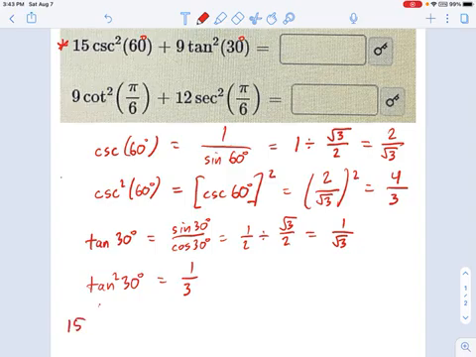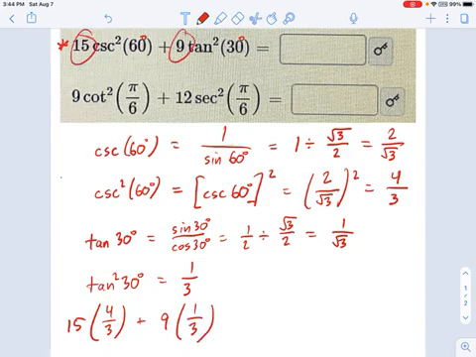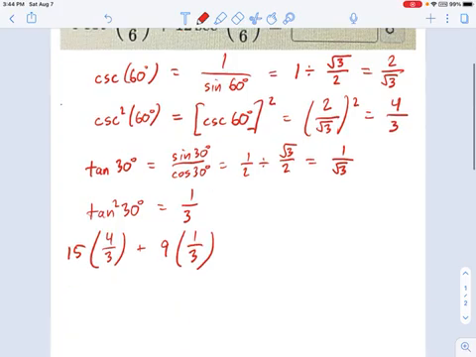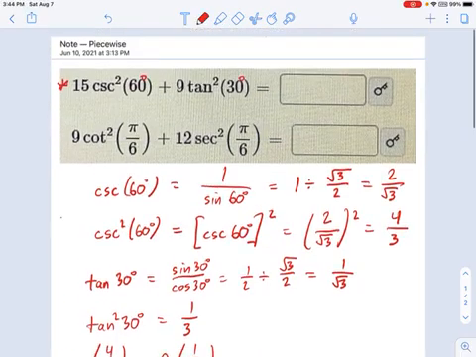Now we put those in. So we have 15 times 4/3 plus 9 times 1/3. I hope everyone sees where the 15 and the 9 are coming from, right? Those are the coefficients up here in my algebra equation. And then multiply those through 15. What is this going to be? This is going to be 20 plus 3. So 23. That's your answer right here.